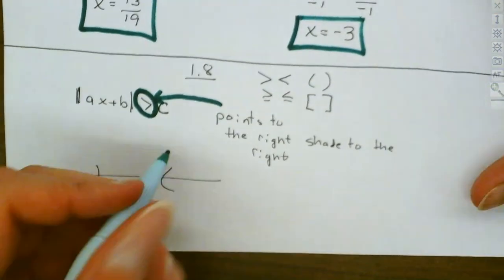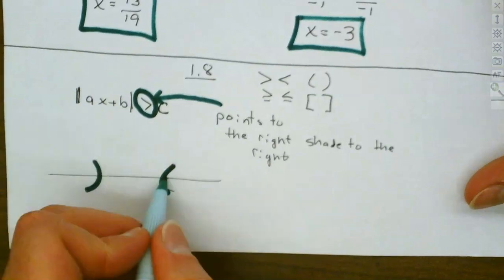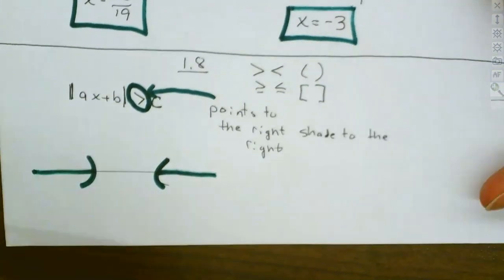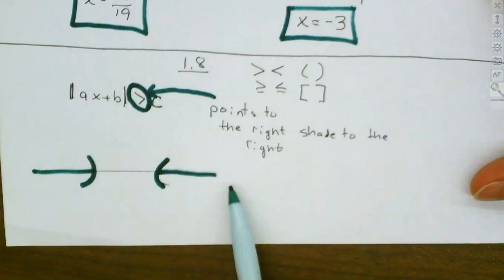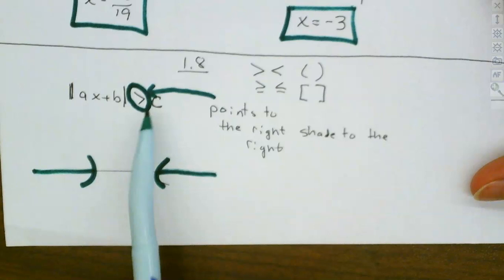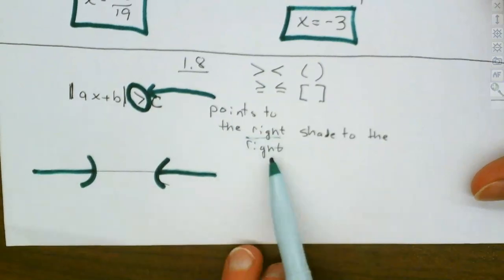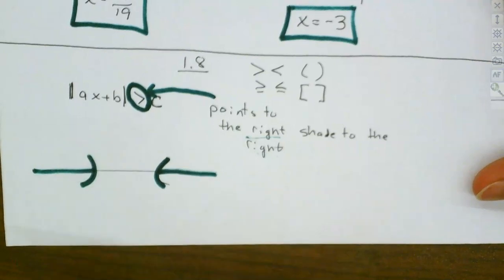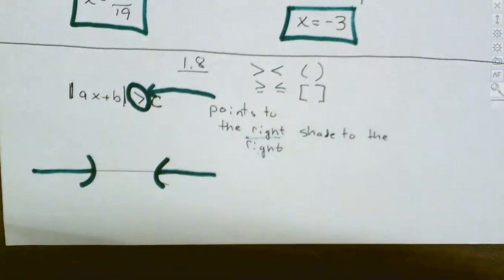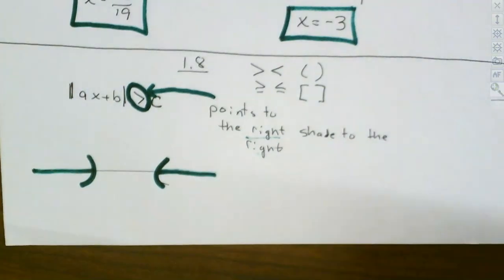This is what your answer will be. If it points to the right, you've got to shade to the right. So I just remember, points to the right, shades to the right, and also shades to the left. So if your absolute value points to the right, the way I remember it is you shade to the right. If it points to the left, then you shade in the middle. Basically, you shade to the left. Points to the right, shade to the right. Points to the left, shade to the left in the middle.